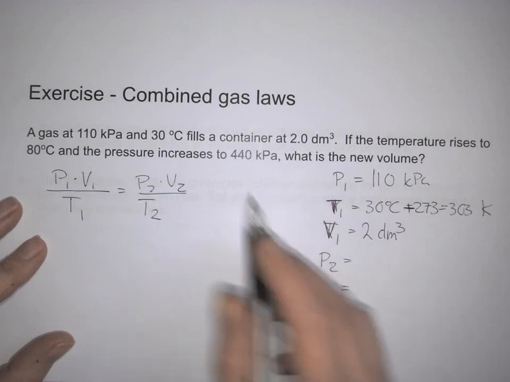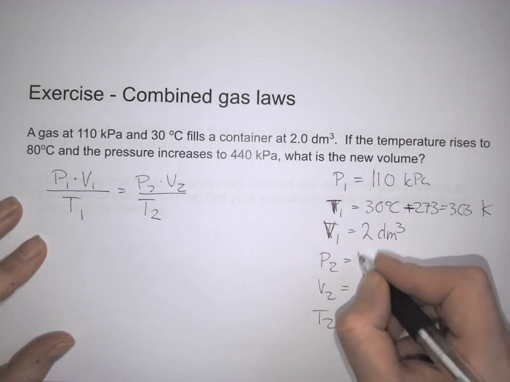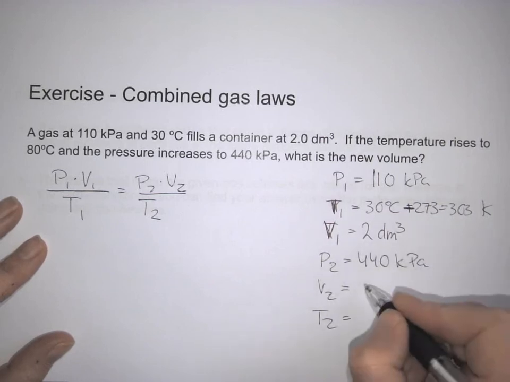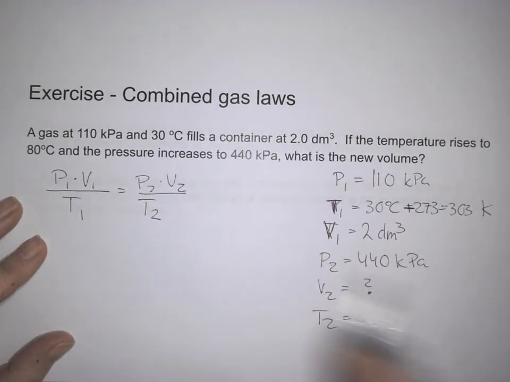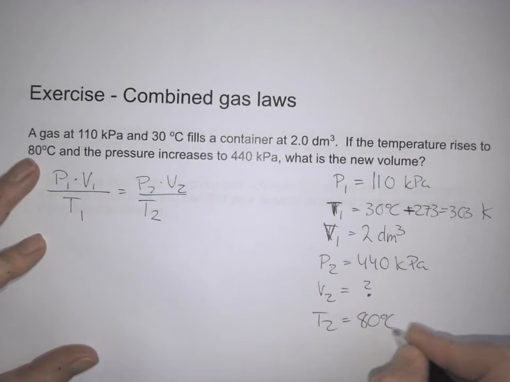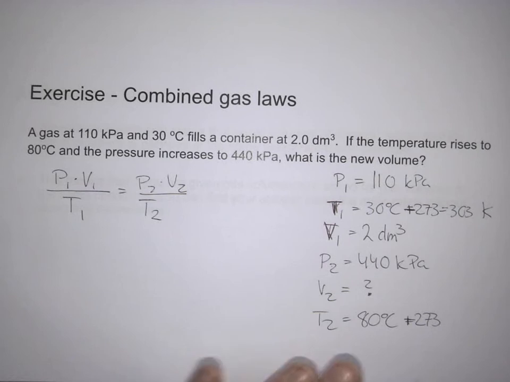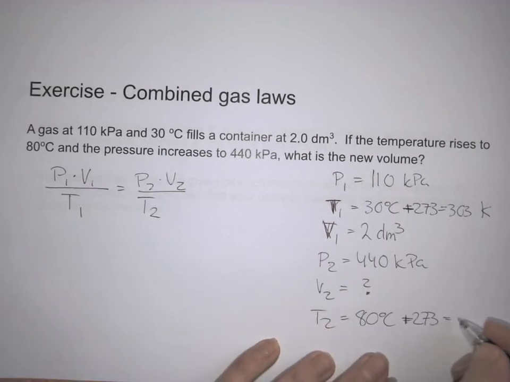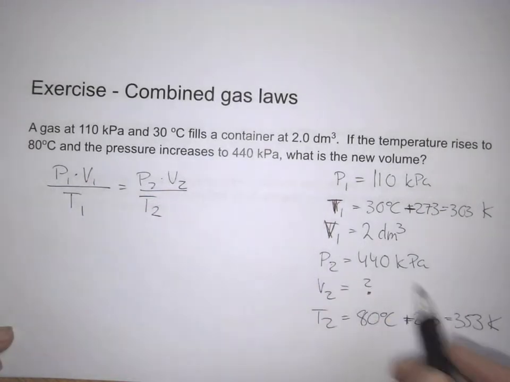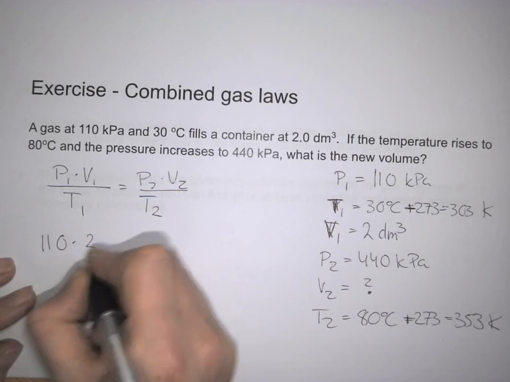The pressure will be increased to 440 kilopascal. The volume is what we want to know, so that is a question mark. And we know that the temperature was rising to 80 degrees, so we need to add 273. And that is 353 Kelvin degrees. Now we just put the values into the equation here.